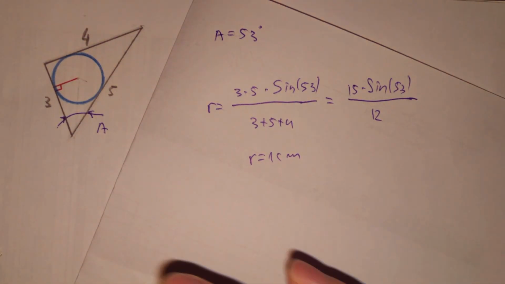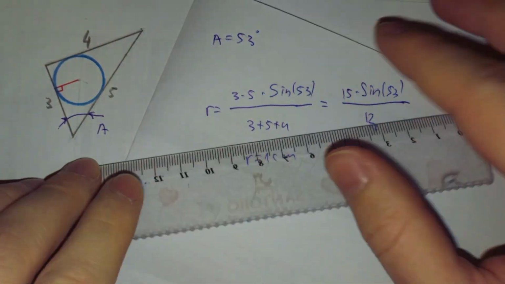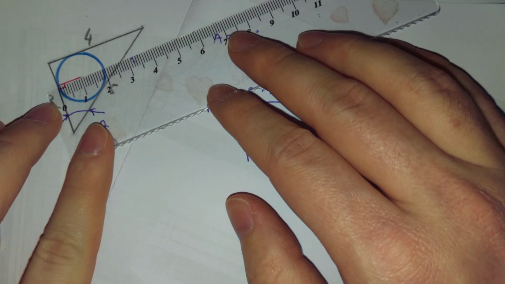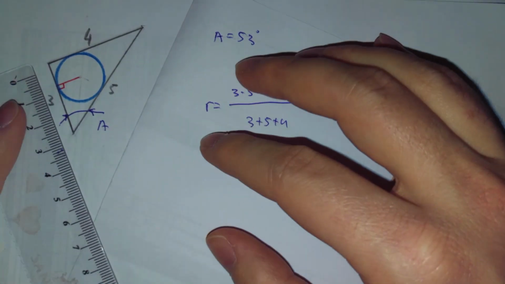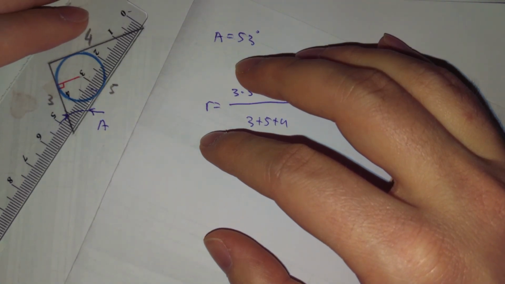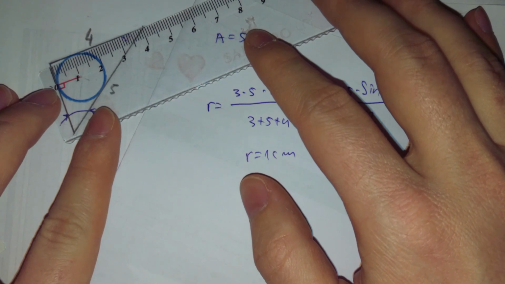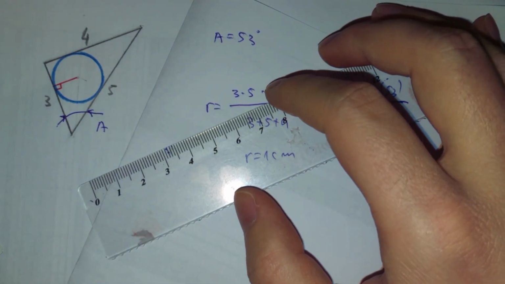Let's quickly measure the sides here to see if this is true. So the radius is almost 1, so this is correct. This is 3, this is 5, and this is 4. So now you have no doubt that this formula actually works.